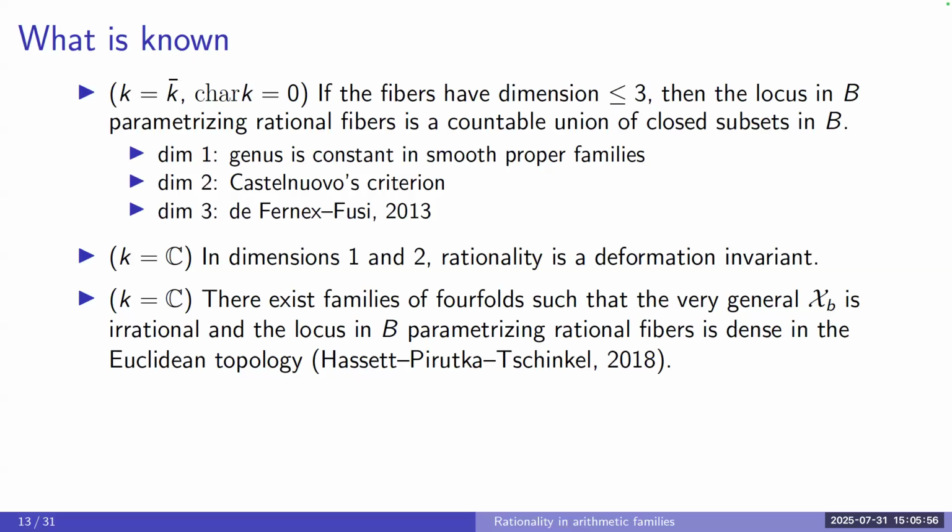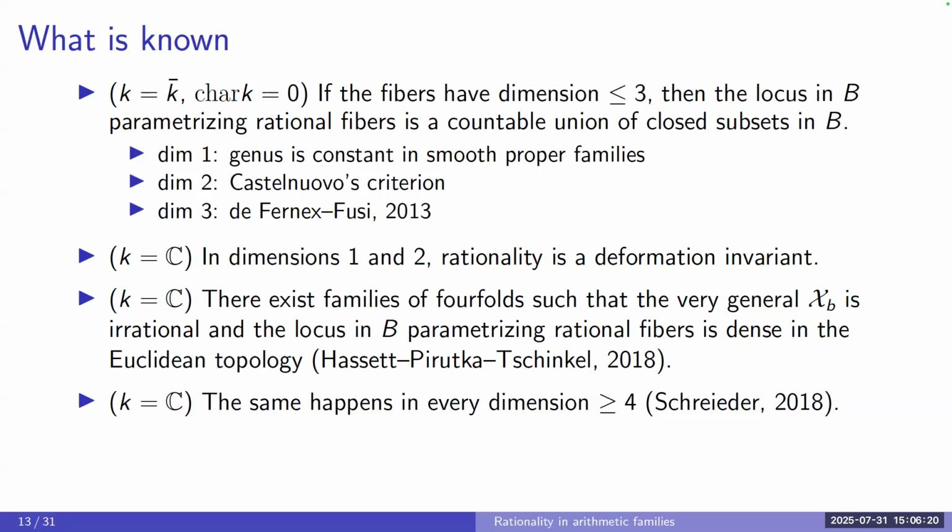So work of Hassett, Pirutka, and Tschinkel shows that in dimension 4, you see something honestly different. They exhibit a family such that a very general fiber is irrational, but the locus in the base which parameterizes rational fibers is dense in the Euclidean topology. And around the same time, Schreieder showed that you can cook up examples like this in every dimension greater than or equal to 4.